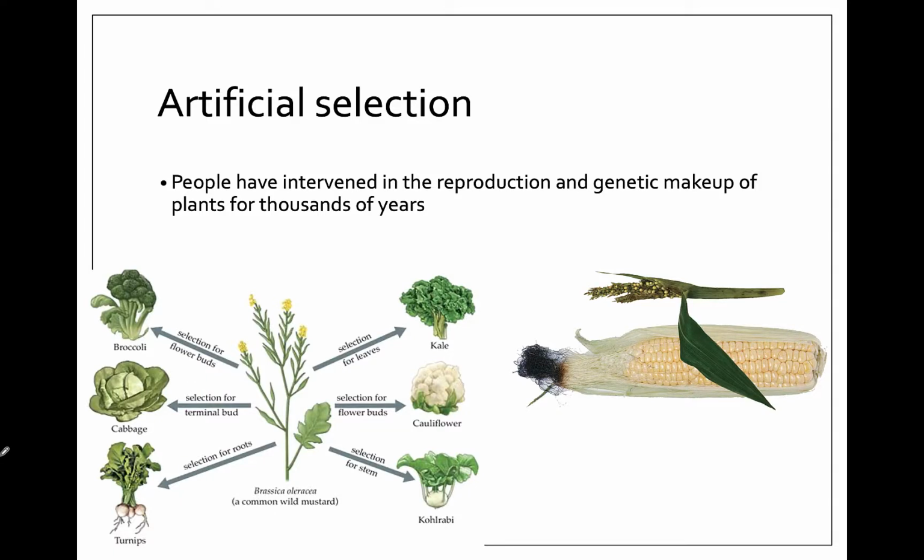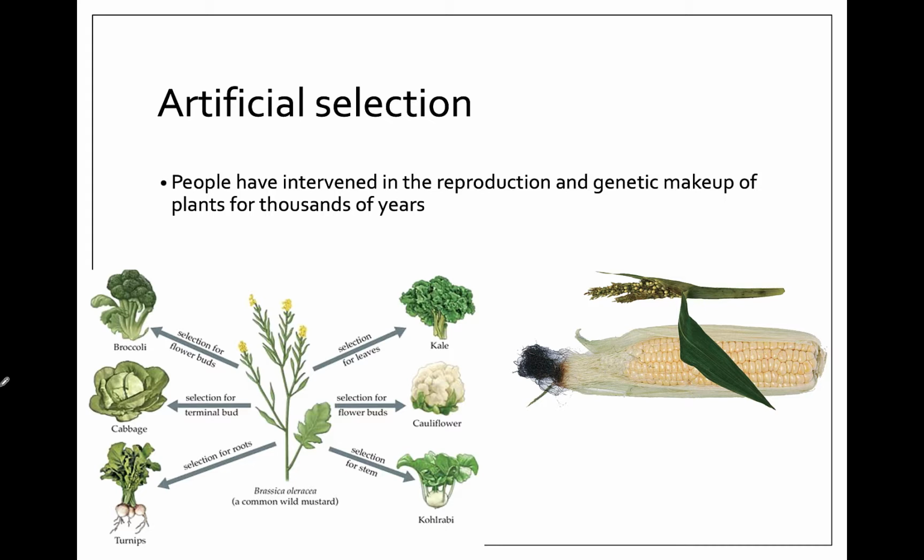So, humans have been messing with plant genetics since the dawn of agriculture. 9,000 years ago was when we domesticated maize, which is corn. So, artificial selection, genetic modification, these are things that are really kind of hot button topics right now, but they're really not new. The first method of genetic modification that humans did with plants is artificial selection.